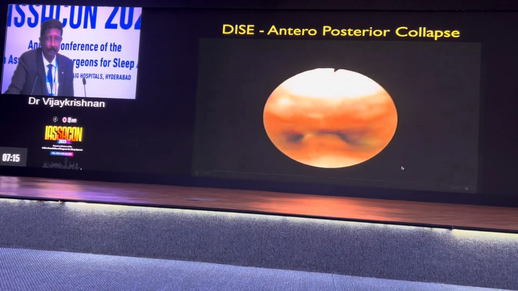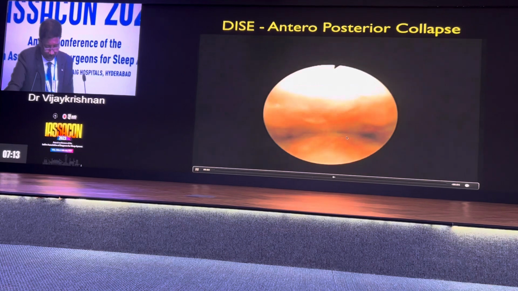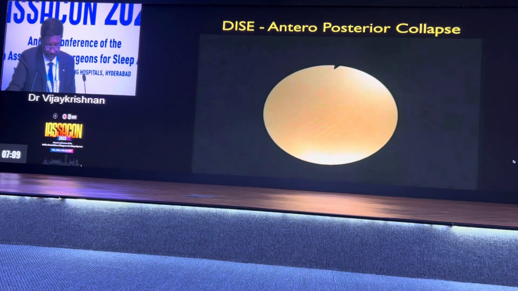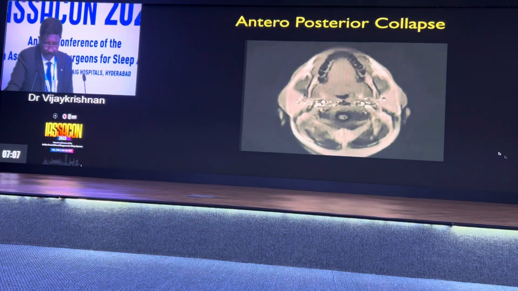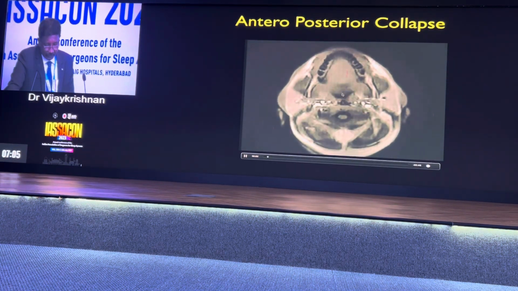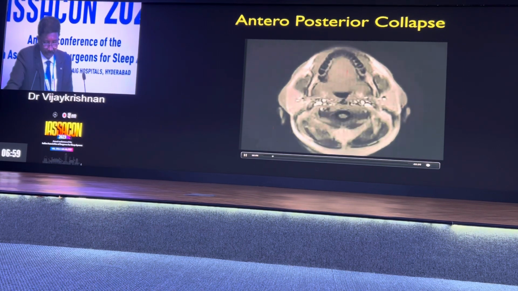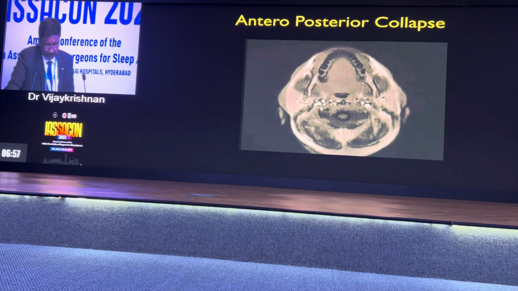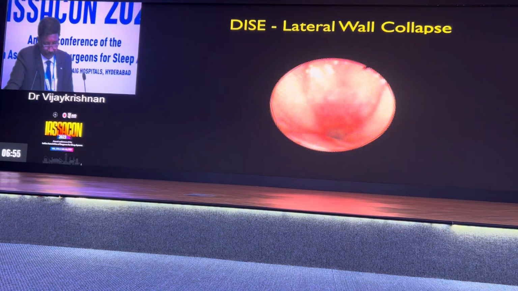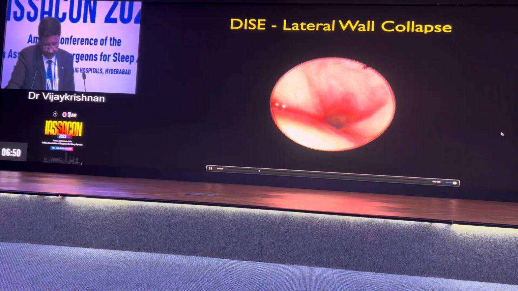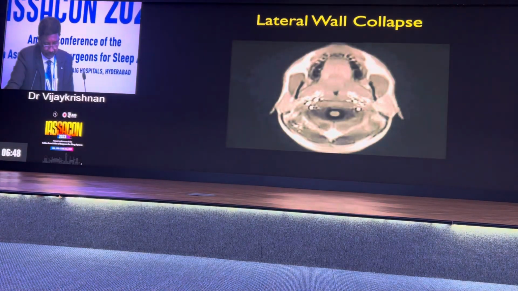A few clips which I would like to show and compare with dynamic MRI: anteroposterior collapse on DISE here, and how we see in a dynamic MRI the anteroposterior airway collapse which is happening. You can see the shape of the airway space behind the palate. You can nicely compare the lateral collapse on DISE and the lateral collapse happening in a dynamic MRI of the same patients.